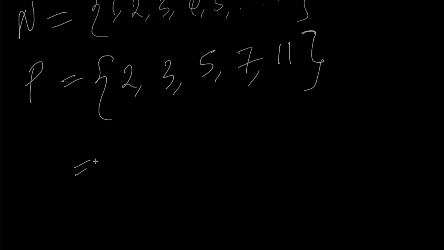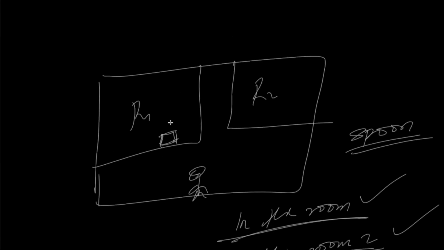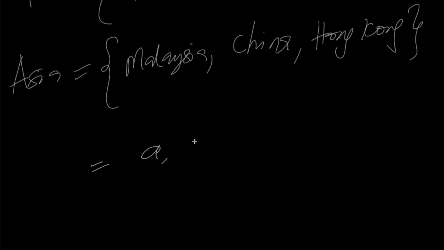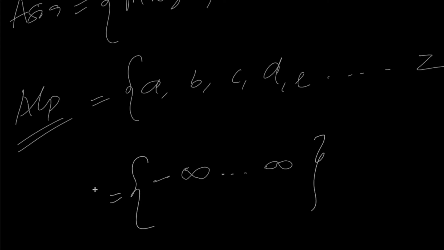You agree with me that Malaysia is in Asia. China is part of Asia. Hong Kong is part of Asia. All these are elements of Asia. Remember we said numbers, things, places. For instance, A, B, C, D, E to Z, they are all elements of the alphabet. What about real numbers? Real numbers start from negative infinity to positive infinity. All these are elements of the real numbers.